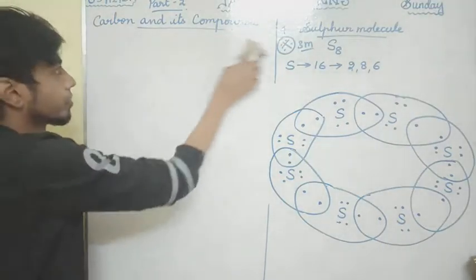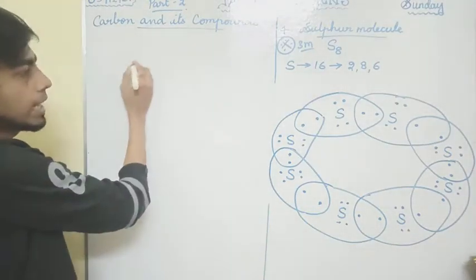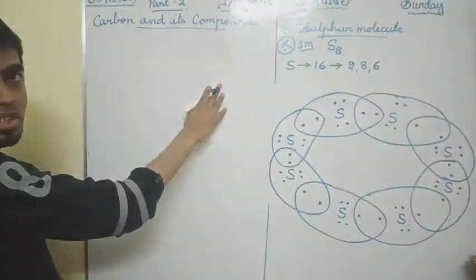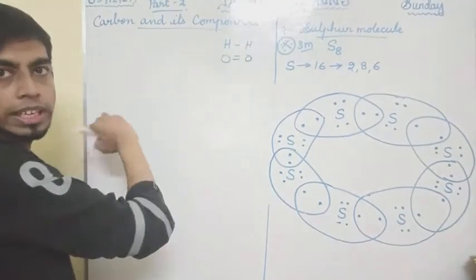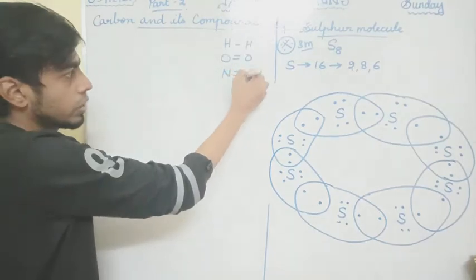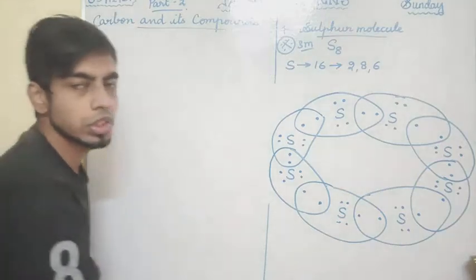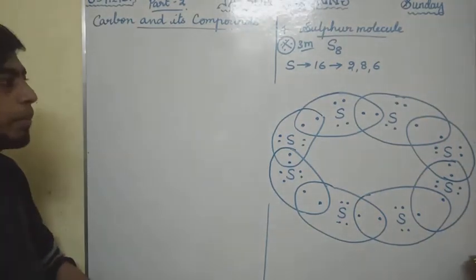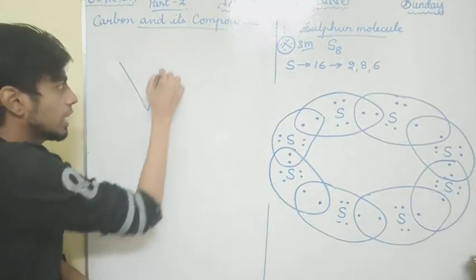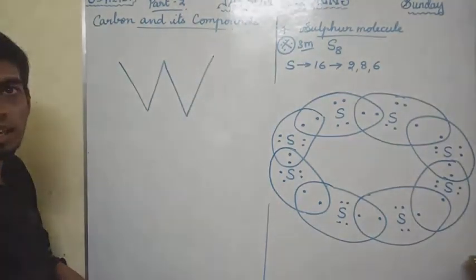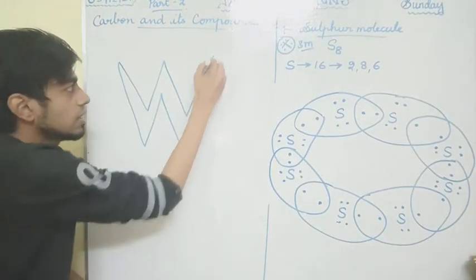So now, how many covalent bonds are there? So how to draw the structure? For hydrogen we drew like this. For oxygen we drew like this. For nitrogen we drew like this. Yes or no? Similarly, for sulfur, how should you draw the structure? Simple way, I will teach you how to draw the structure. You put a W like this, and then you put another W below this like this.